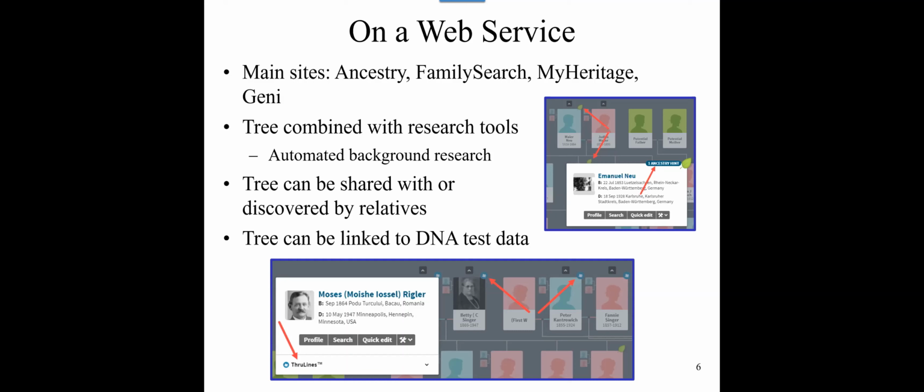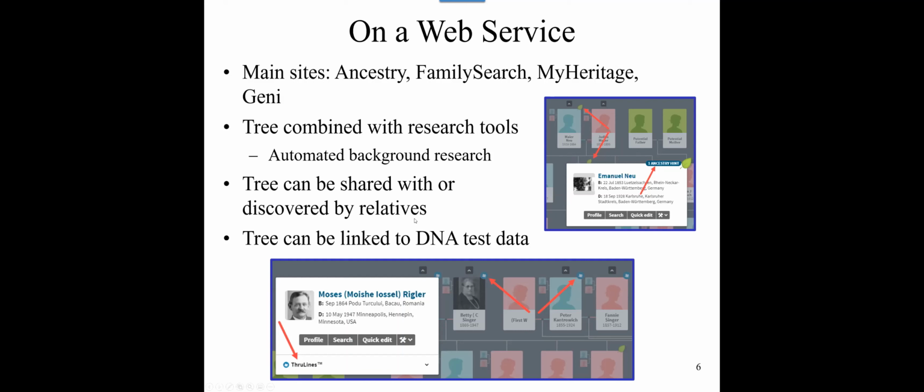You can either direct them to it and they can see it, or you can actually give them access to it so they can see even living people who are there. And if you want to, you can even give them rights to edit the data and to contribute to the tree.